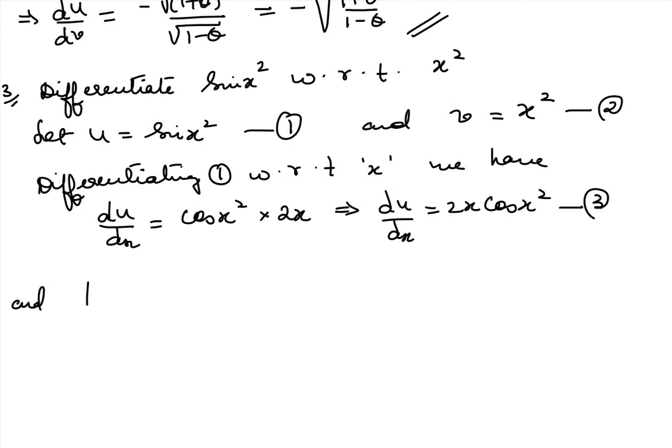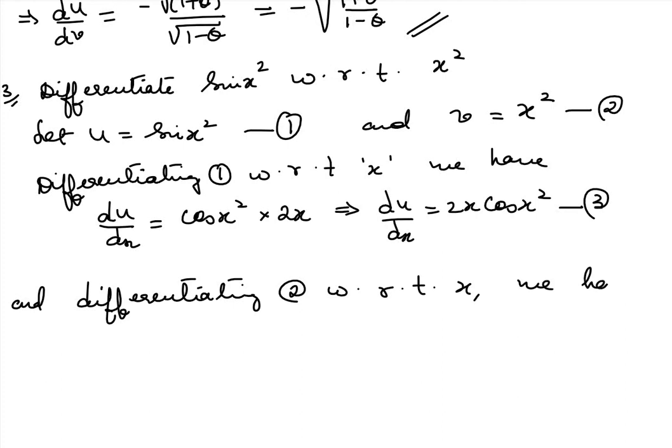And next, differentiating 2 with respect to x, we have dv dx is equal to, what is dv dx? The derivative of x square will be 2x. So this is equation 4.